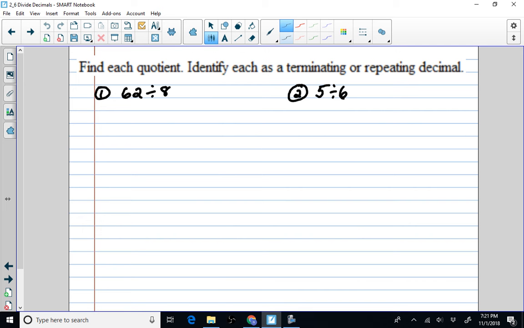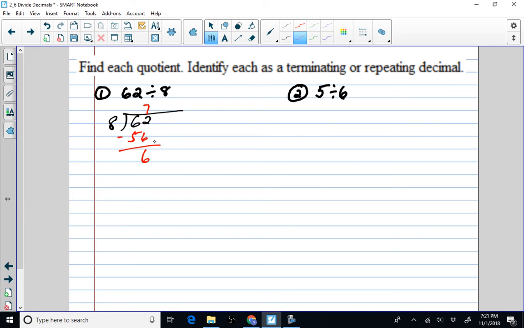And in order to do that, we're going to have to do some long division and divide the whole number 62 by the whole number 8. So if I start with 62 as my dividend, 8 is my divisor, and I divide 8 into 62. 8 goes into 62 7 times. 7 times 8 is 56. We subtract, I get 6.